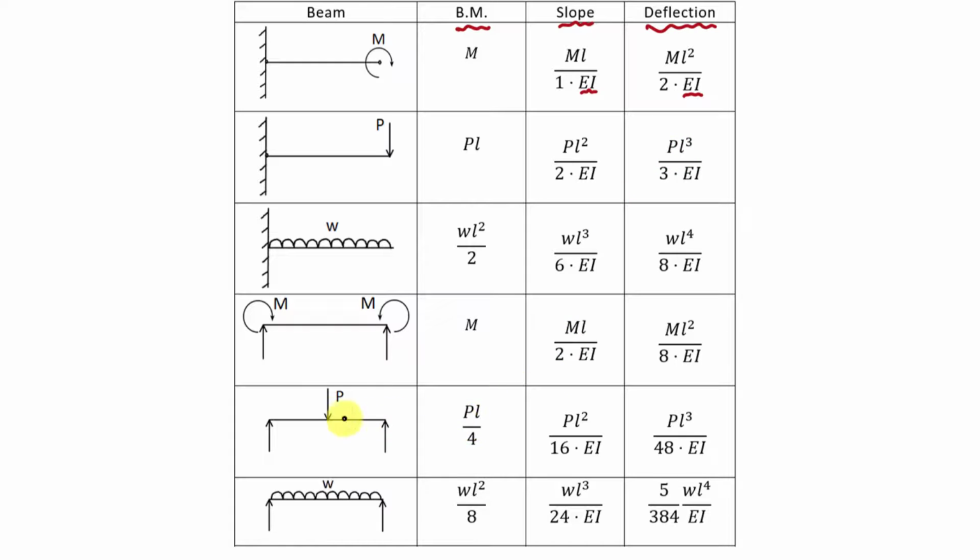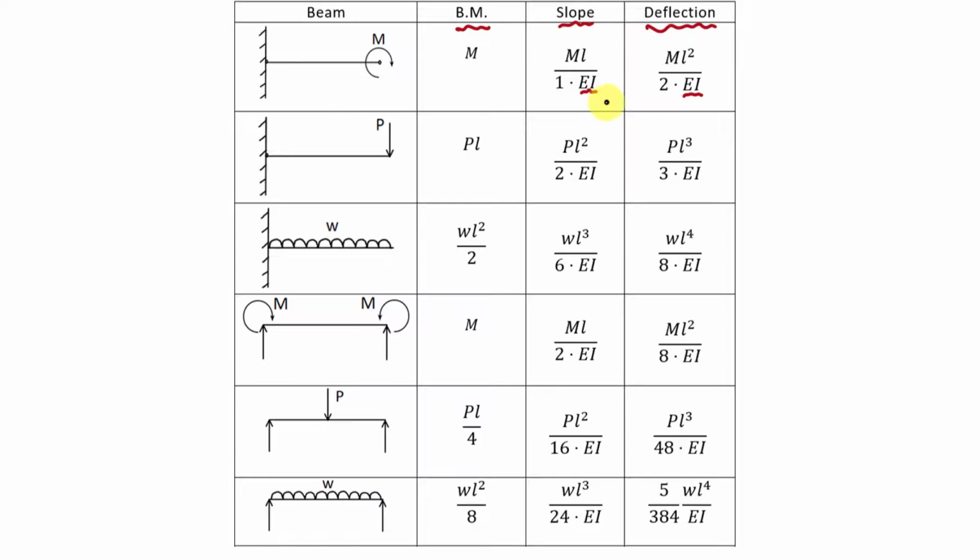And similarly here there is point load at midpoint of this beam, so here in the slope there is P into L square and in the deflection there is P into L cube. And if we apply uniform distributed load W, then in the slope there is W into L cube and in deflection there is W into L raised to 4. Similarly in this case, here we apply uniform distributed load, so in the slope there is W into L cube and in the deflection there is W into L raised to 4.